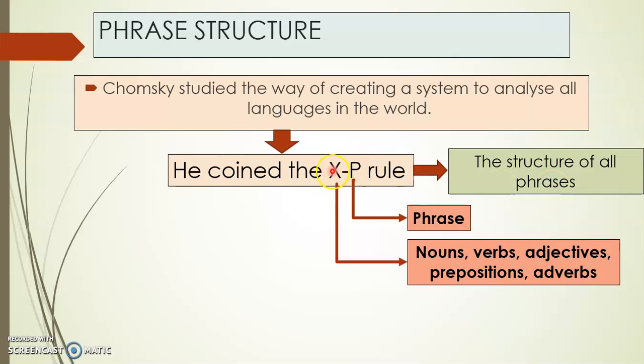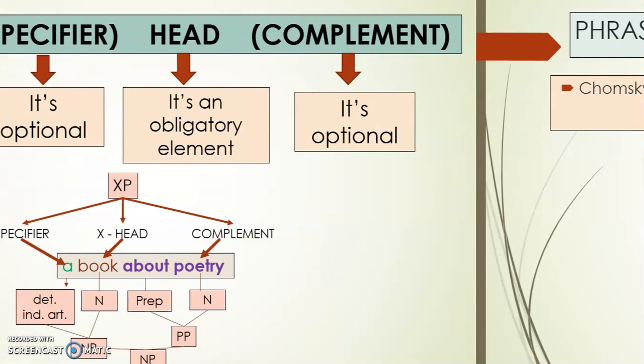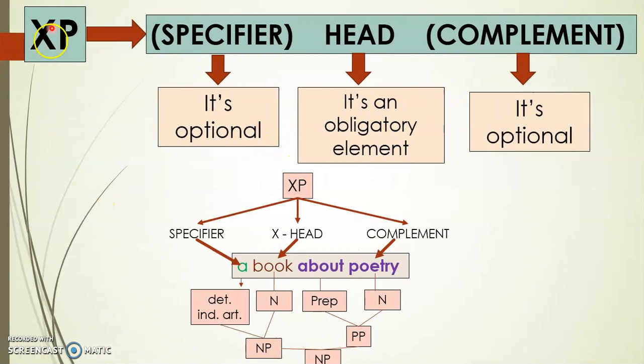The X stands for nouns, verbs, adjectives, prepositions, adverbs, and P refers to the phrase. Let's see if you can understand this. The XP rule consists of a specifier, a head, and a complement. The head is an obligatory element. Remember that we said it can be a noun, a verb, an adverb, a preposition. The specifier is optional, and it always precedes the head. The complement is also optional, that's why it's between brackets.